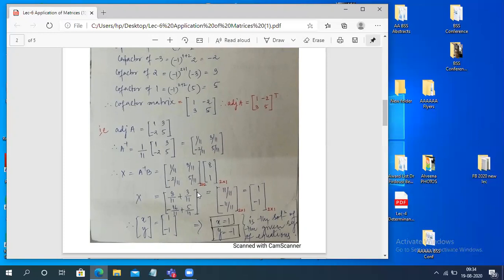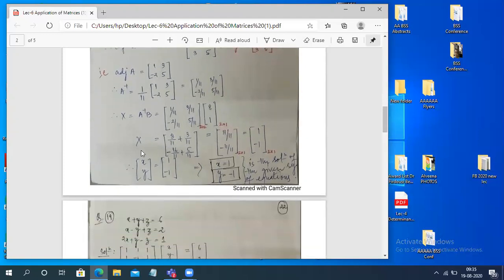And after adding this, we are getting 1 and minus 1. So the value of X is equal to 1 and minus 1. And what is capital X? That is your unknowns x and y. So we know by equality of two matrices that these two matrices will be equal if their corresponding terms are equal.